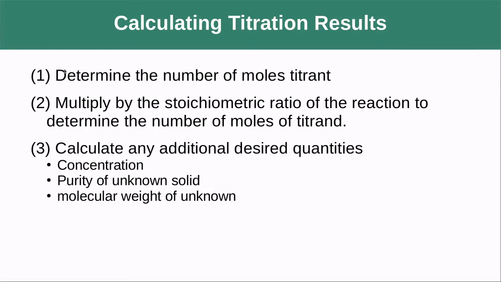When we're calculating titration results, we're going to first determine the number of moles of titrant. We'll then multiply by the stoichiometric ratio of the reaction to determine the number of moles of titrand. And then finally, we'll calculate any additional desired quantities that we want to know. This could be the concentration of the titrand. This could be the purity of an unknown solid. This could be the molecular weight of an unknown. And there's other things that we can calculate as well.